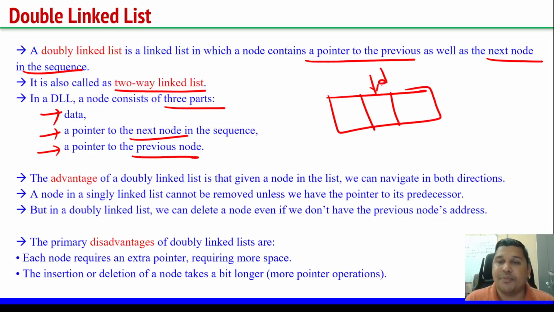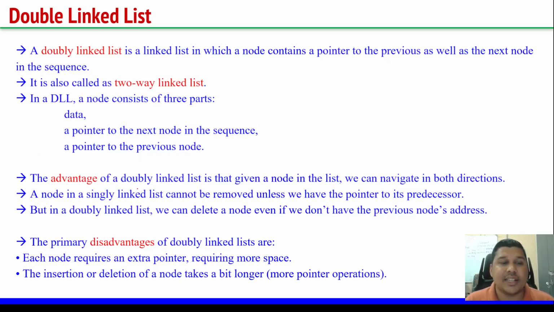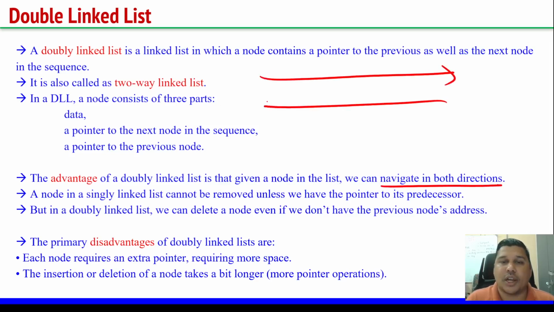So this is for data, this is for previous, this is for next. So, store address of previous, store address of next. This is the structure of a double linked list. One advantage is that we can navigate in both directions. You can go forward or also you can come backward.